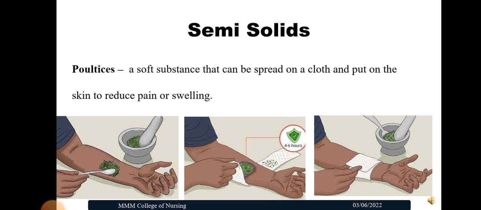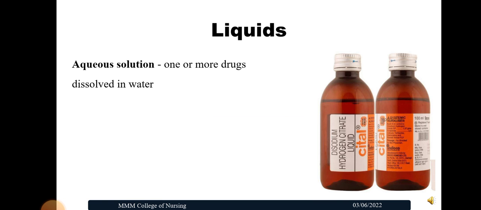Poultice. It is a soft substance that can be spread on a cloth and put on the skin to reduce pain or swelling. It is a method of traditional treatment. Now we can see the liquid preparations of medication.